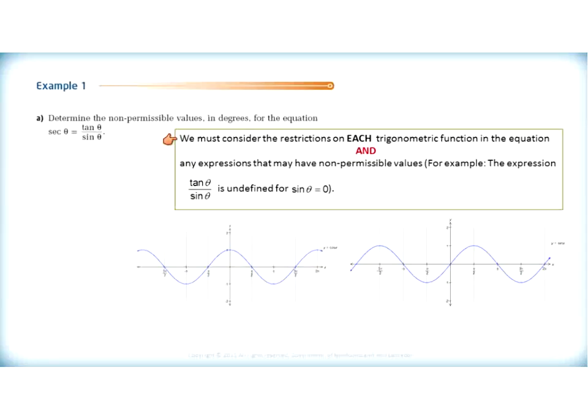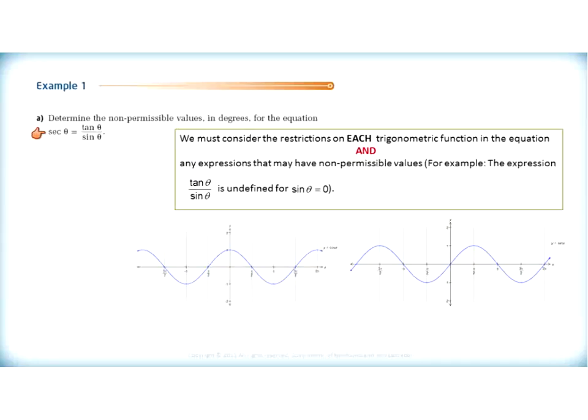Very important here. We must consider the restrictions on each trigonometric function in the equation first of all, and we need to consider any expressions that may have non-permissible values as well. For example, the expression tan x over sine x is undefined for sine x, or sine theta, equal to 0. So we must consider two parts here. We must consider the restriction on each trig function first, and we've got to consider any restrictions that occur because of expressions that exist in the equation. So let's look at the trig functions themselves first.